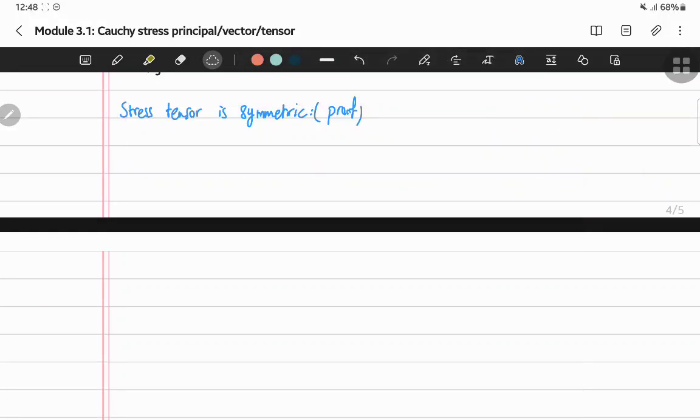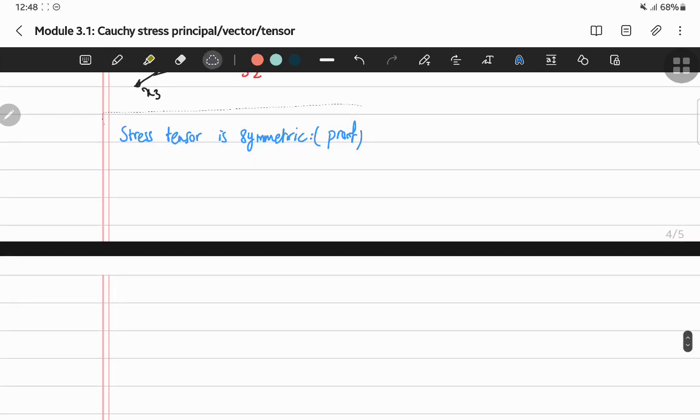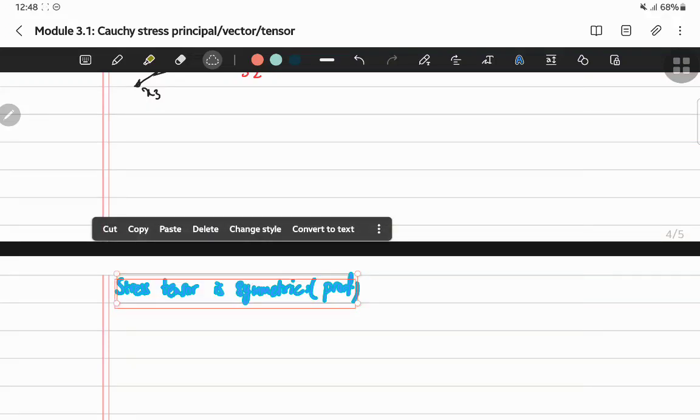We're going to use the concept of momentum, the principle of momentum. You might have heard of this in your dynamics course, but if not, it's not important. Let's say that we are going to use the moments around a point, the moment equilibrium, for example, to show that the stress tensor is symmetric. So let me just bring this down.